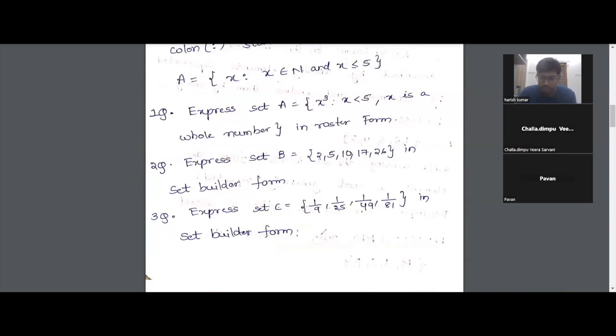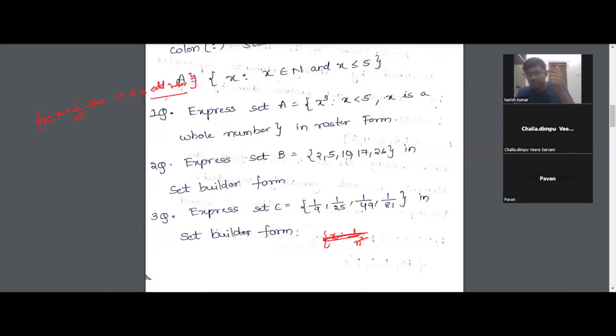X such that X is equal to 1 by n square, where n is an odd number, 1 less than n less than or equal to 9, sir. See, always you remember one thing, right? Always we should not write, whatever you're saying, x such that X equals 1 by n square, where n is an odd number. This is what you are saying, right? Yes, sir. So we should try to avoid saying that it is an odd number.